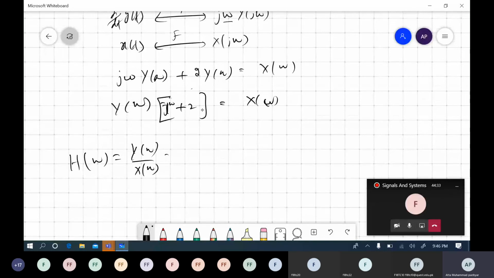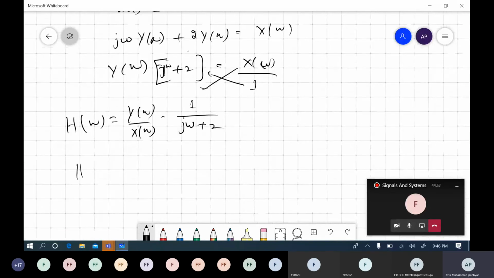Then if you cross multiply these signals, then what you get is Y of omega over X of omega is 1 upon j omega plus 2, right? So finally we have H of omega is 1 over j omega plus 2, right?